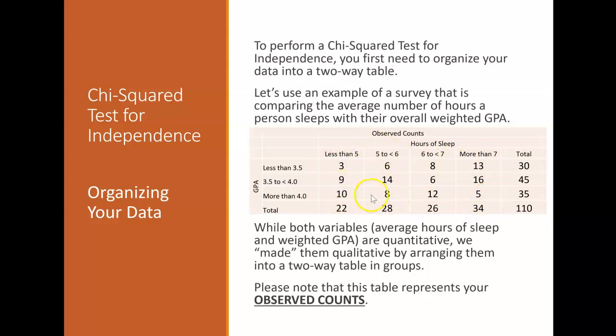Because there's 12 qualitative responses. You know, your sleep is less than 5 hours, but your GPA is more than 4, right? That's one possibility.